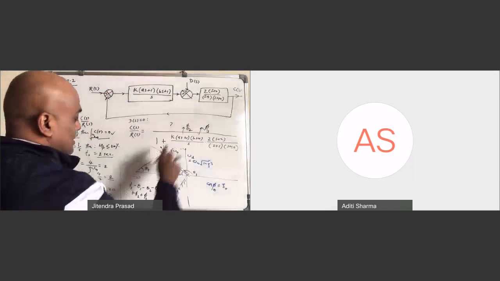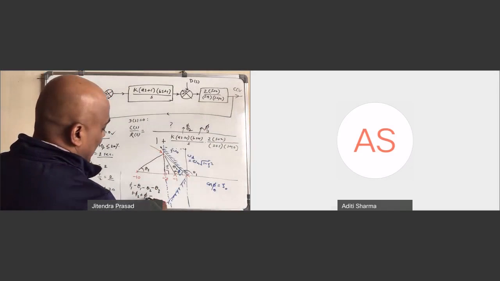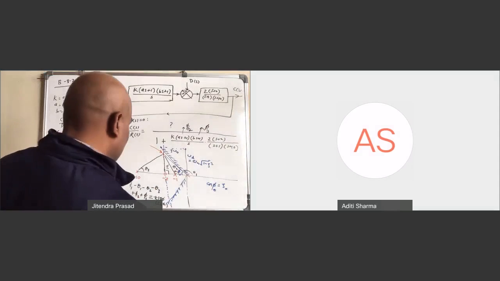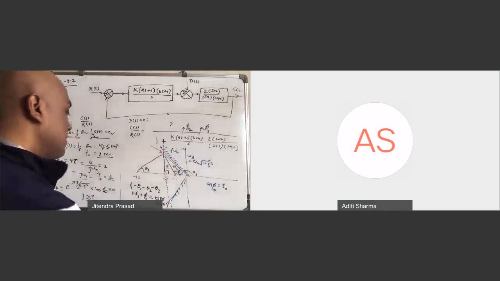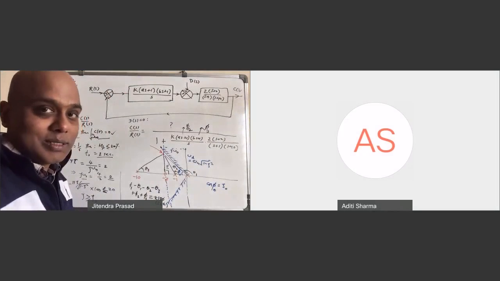Since these are zeros, phi 1 plus phi 2 plus phi 3 minus theta 1 minus theta 2 minus theta 3 has to be plus minus 180 degrees. You can also have 2k plus 1, where k varies from 0 to n. As long as it satisfies this, that will be on the root locus.